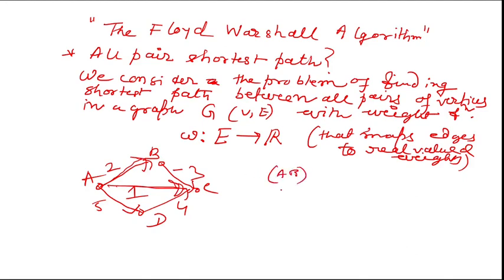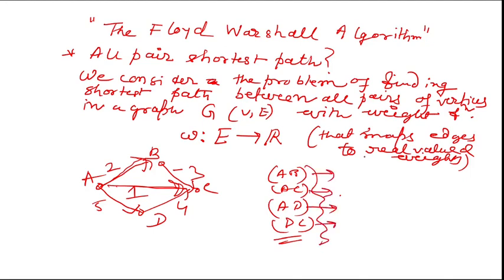That means AB, AC, AD, DC, and AC also. So all pairs you have to calculate what is the shortest path, what is the shortest path, what is the shortest path. This is called all pair shortest path.